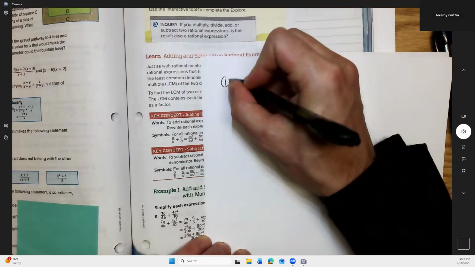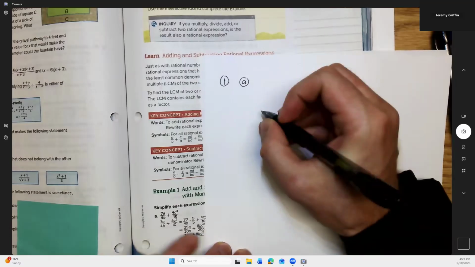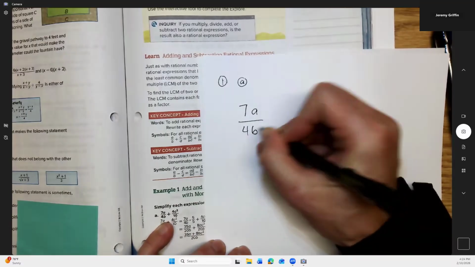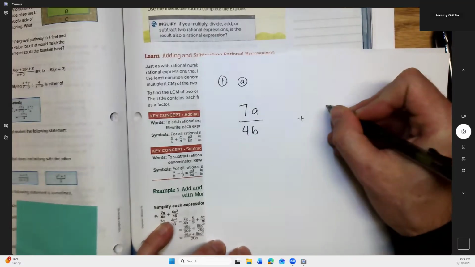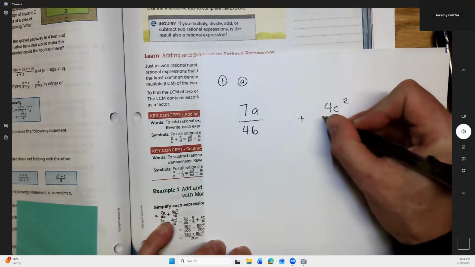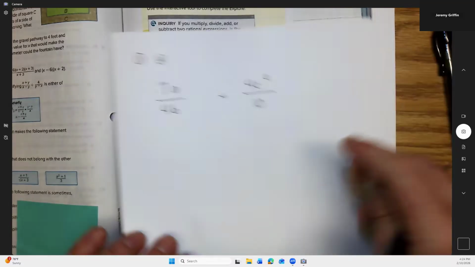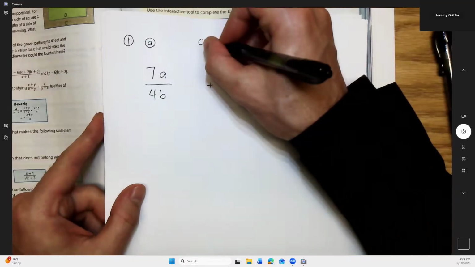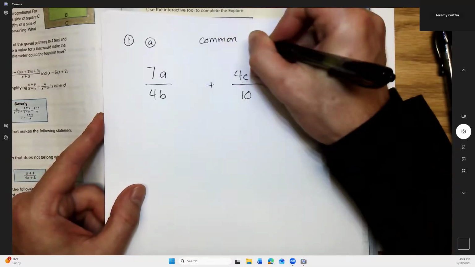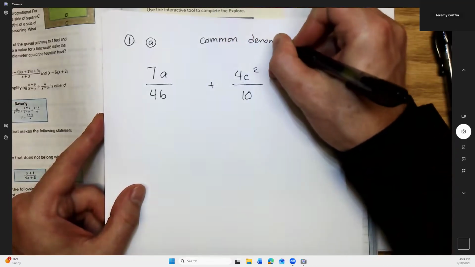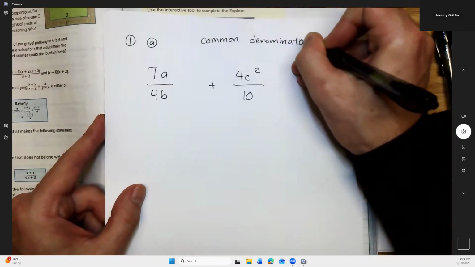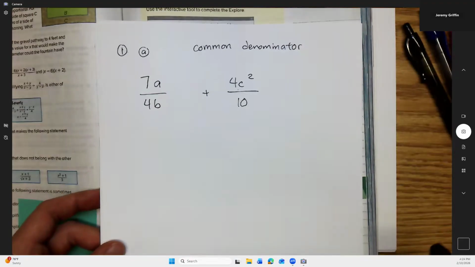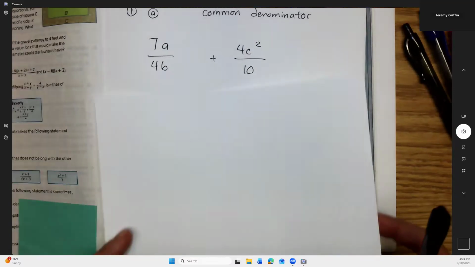So 1a, we got, all right, a bunch of variables flying around. We got 7a over 4b, and then plus 4c squared over 10. Now, how do you add these two fractions together? Well, we're going to spell out this phrase: common denominator. They have to have the same common denominator. Maybe I should really back up and do a real basic example with you guys.